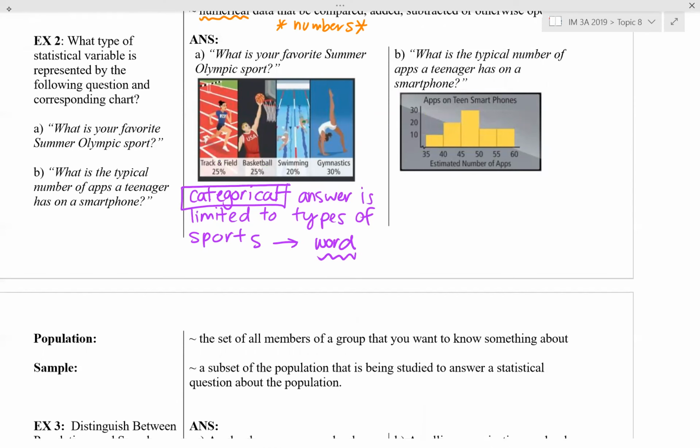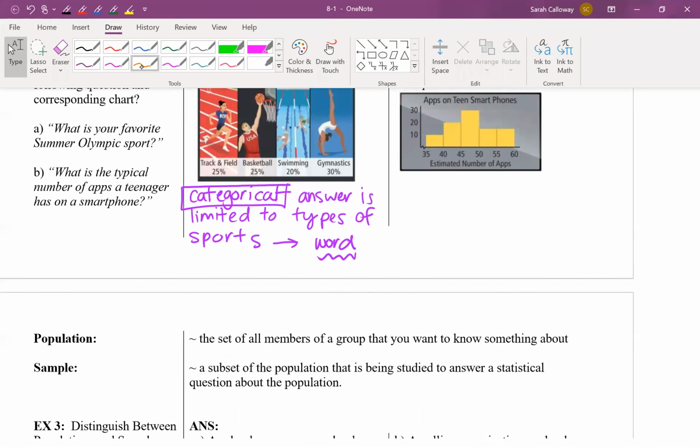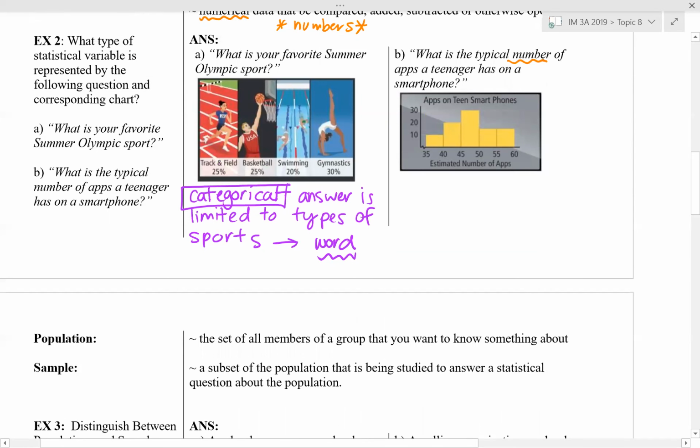What is the typical number of apps a teenager has on a smartphone? So the question has the word number in it. So if I think about that, that means that this is going to be a quantitative variable. Because the answer is a value. It is a number, right? They're looking specifically for a number. That's what tells us that something is quantitative.